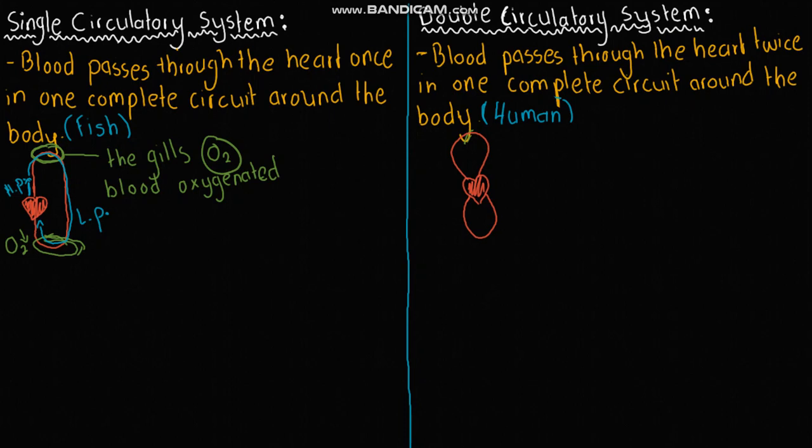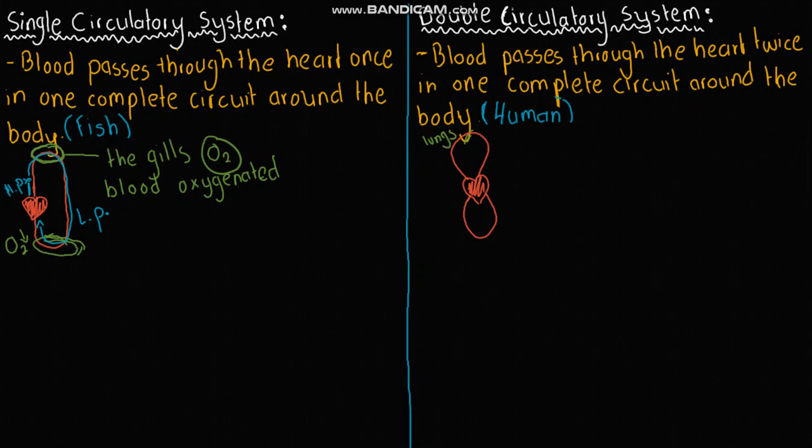In a human circulatory system, which is a double circulatory system, I'll describe that later. First, let's describe what happens. Deoxygenated blood comes into the heart. The heart pumps it to the lungs. So these are the lungs.